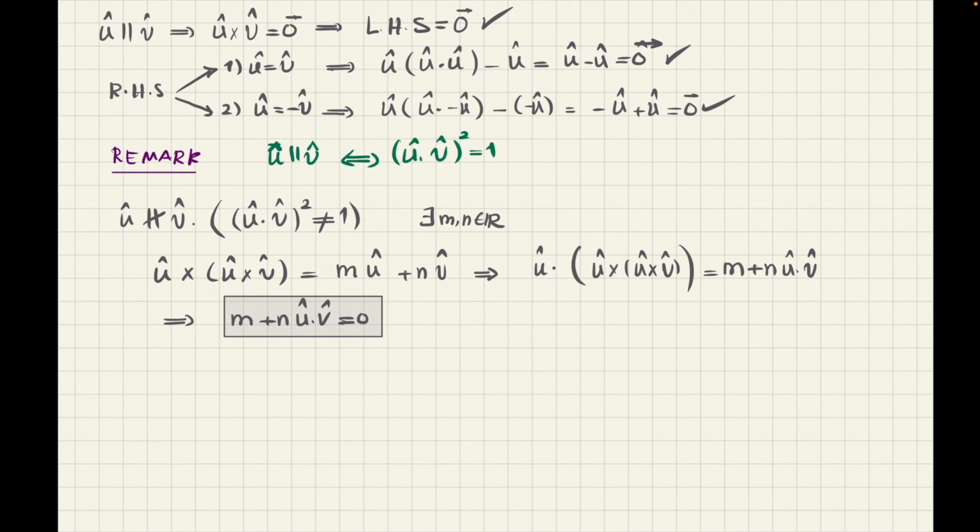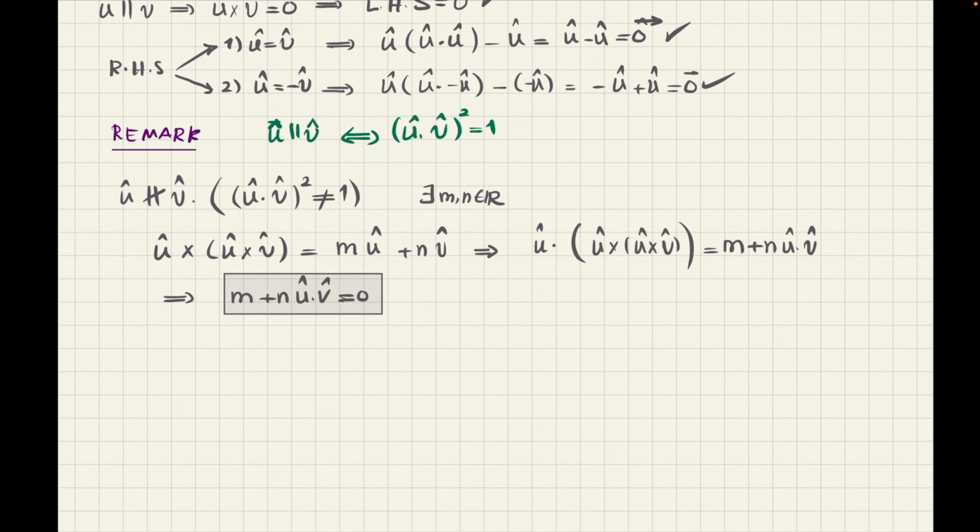Another thing that I want to do here is to dot product both sides of this relation by the vector v this time. So this becomes v dot u cross v. On the right hand side I will have m u dot v, and this time v dot v becomes 1 and I will get n.